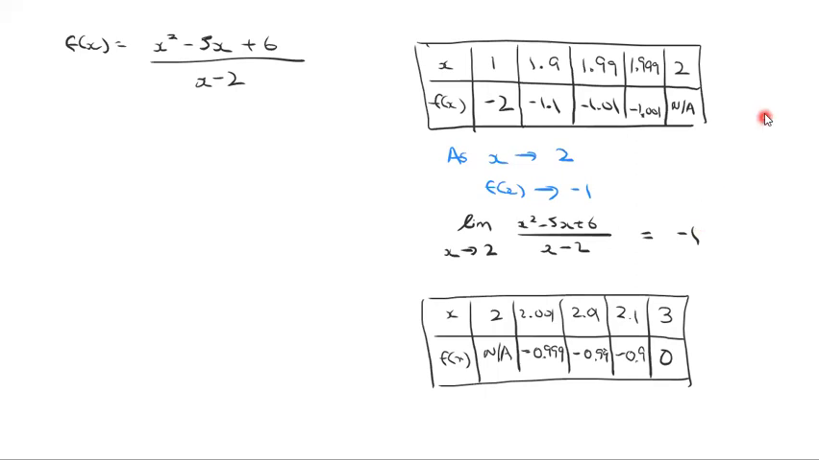Yeah. All right. So as x gets closer to 2, this time going from 3 towards 2, what happens to f of x? As x approaches 2, f of x approaches negative 1. So we still have the limit as x approaches 2 of x squared minus 5x plus 6 over x minus 2 still equals negative 1.